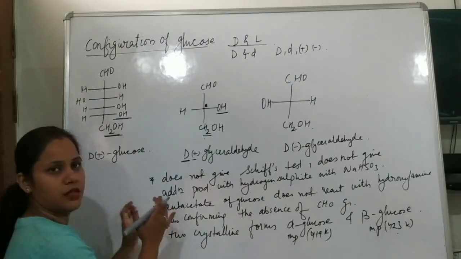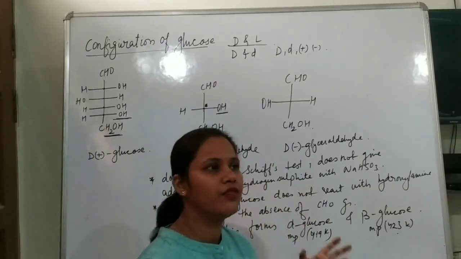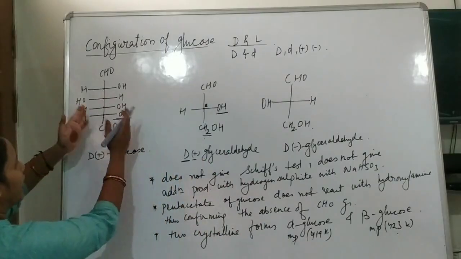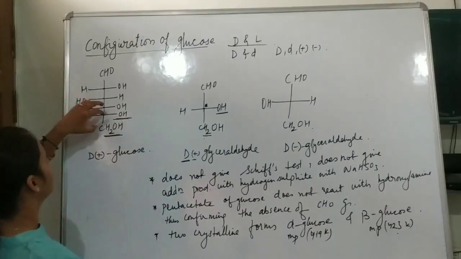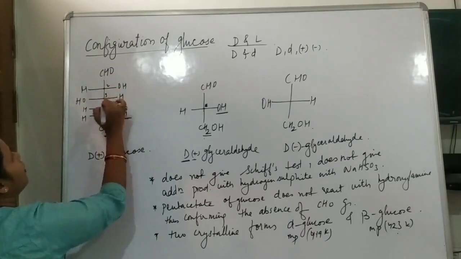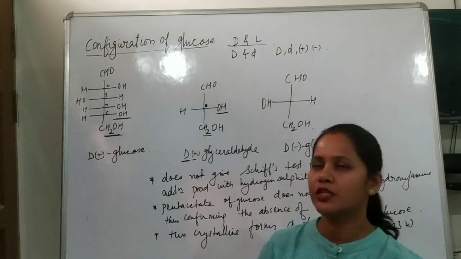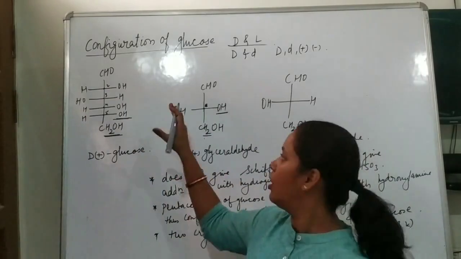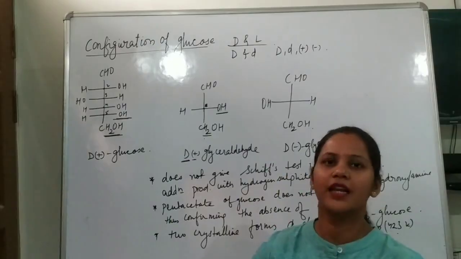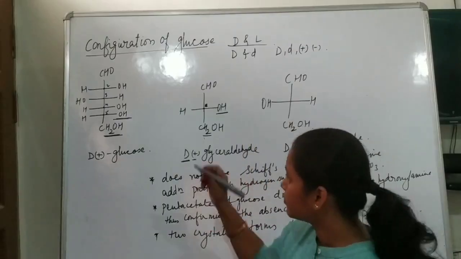Because the Fischer structure was not able to justify these facts, it was proposed that the hydroxyl group at carbon 5, this is 1, 2, 3, 4 and 5, adds to the aldehydic group to form a cyclic hemiacetal basically, right? So why only carbon 5? Let us see this.